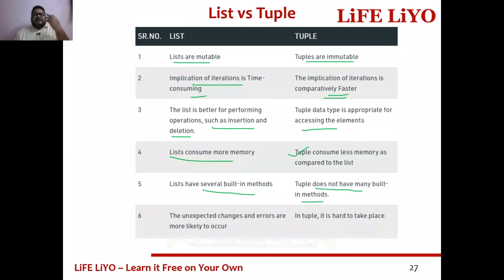So we can perform various operations on the list. For that reason, we may get unexpected changes and errors. But in a tuple, that is hard to take place. So this is the concept of the various operations and different functions and methods available on tuples, and lists versus tuples.